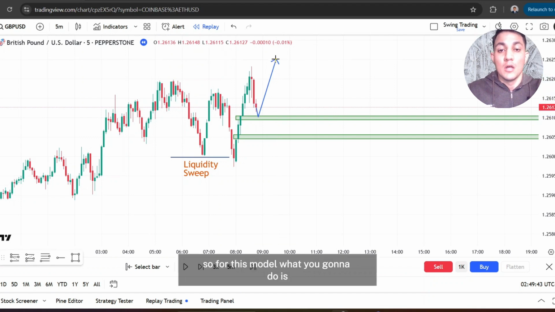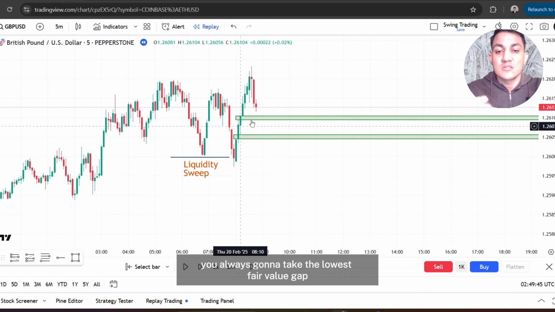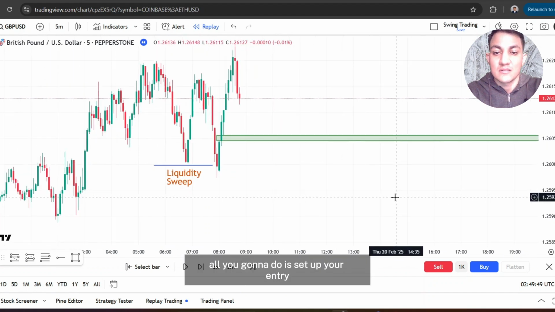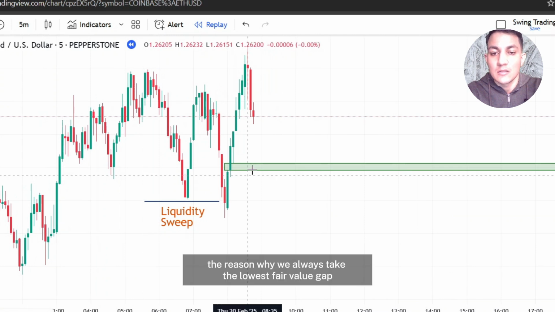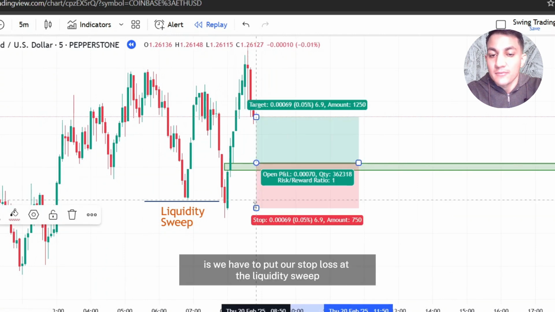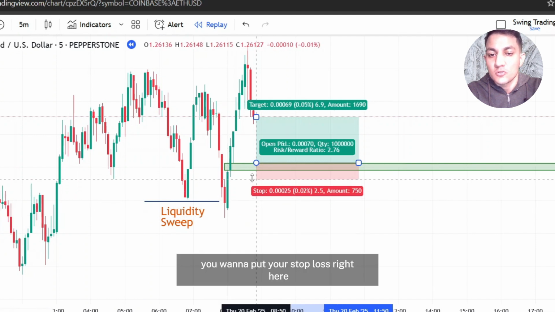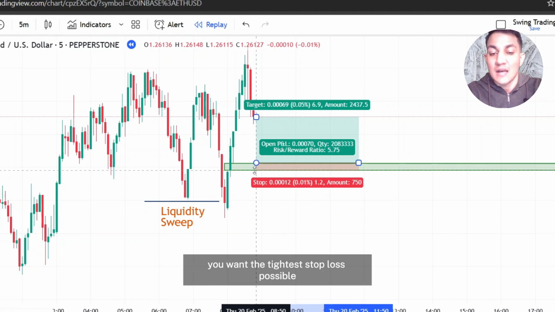So for this model, you're always going to take the lowest fair value gap here. And then at this point, all you're going to do is set up your entry. The reason why we always take the lowest fair value gap is we have to put our stop loss at the liquidity sweep low. Now, I know so many of you want to put your stop loss right here or even right here. You want the tightest stop loss possible.